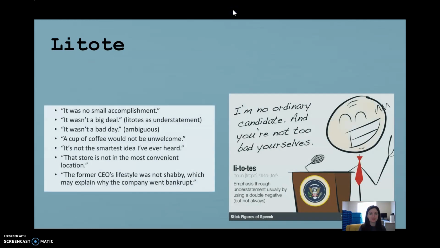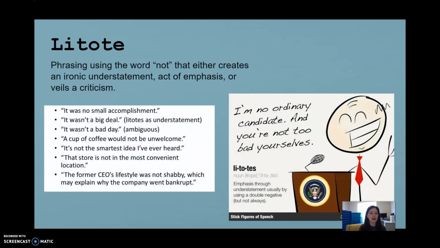Litotes. Litotes are fun. It's phrasing using the word "not" that either creates an ironic statement, understatement, an active emphasis, or veils a criticism. So litote is like a sister to understatement. And let's look at an example, because it's a little hard to understand it just from the definition.